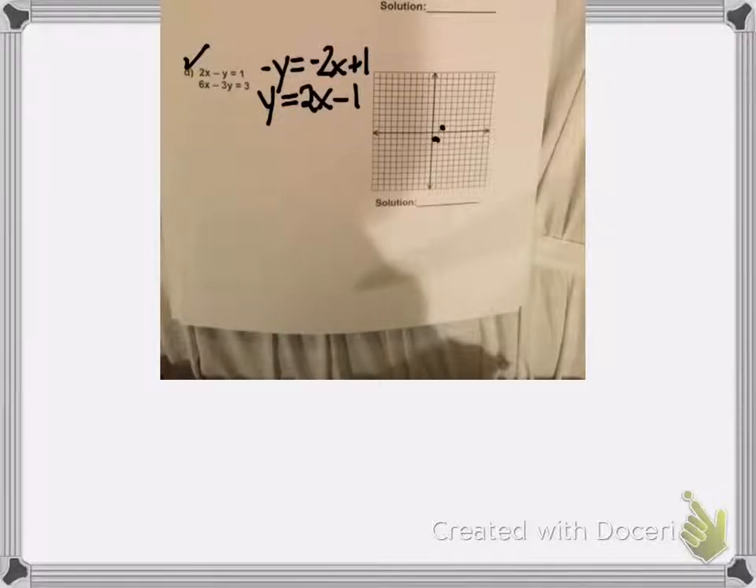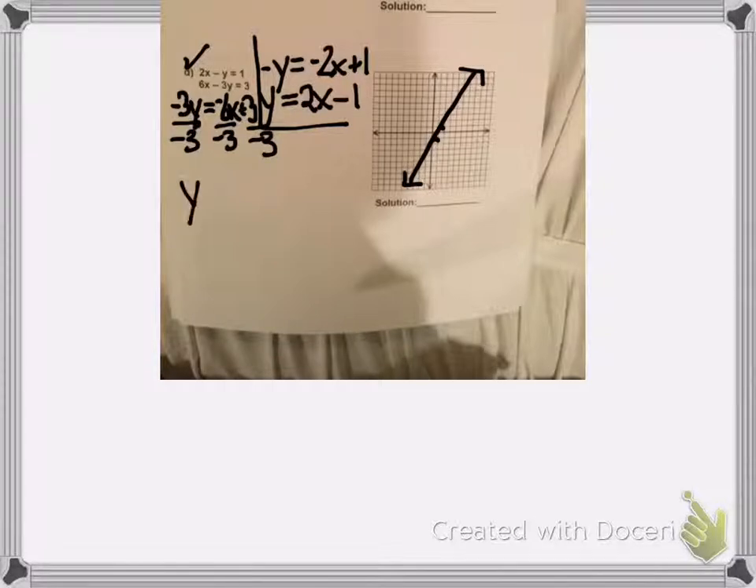Okay, that's kind of hard to see, but that's going to be my line. Okay, so there's that line. Then I'm going to get this one in y-intercept form, and I box that off where you can see. I'm going to start off by moving the 6x over. It becomes negative 6x plus 3. Then I'm going to divide everything by negative 3.